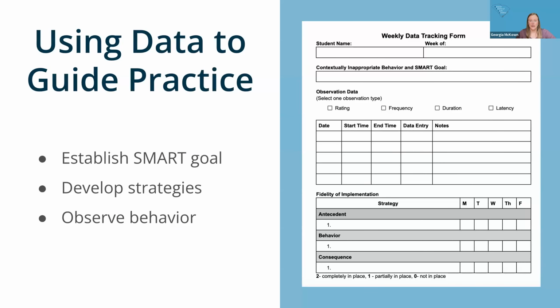Data is critical in guiding our practice because it allows us to measure our progress. The Function-Based Thinking User Guide has space for you to set your SMART goals, develop strategies, and observe behavior. It also has the weekly data tracking form that you see here on the right that you can easily print and use to track student data you observe and your own implementation of the strategies you've outlined. These tools help you to support you in identifying your goals for yourself and your student as you work through function-based thinking.